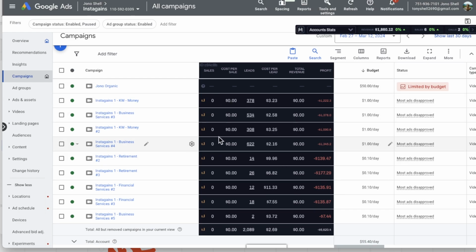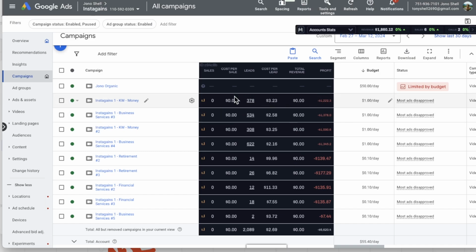And what you need to do, as soon as you get a sale on one of these campaigns, it's going to show up here, sale 1. This is going to be green, right? And it's going to say cost per sale is X amount of dollars. And if this is green over here, then it means that the cost per sale is less than the price of the product. So it means you are in positive ROI.